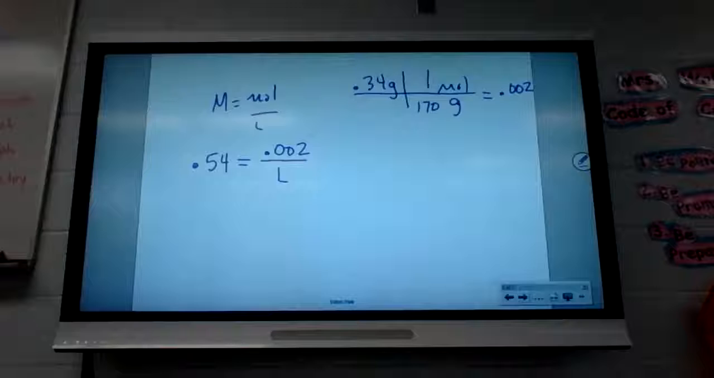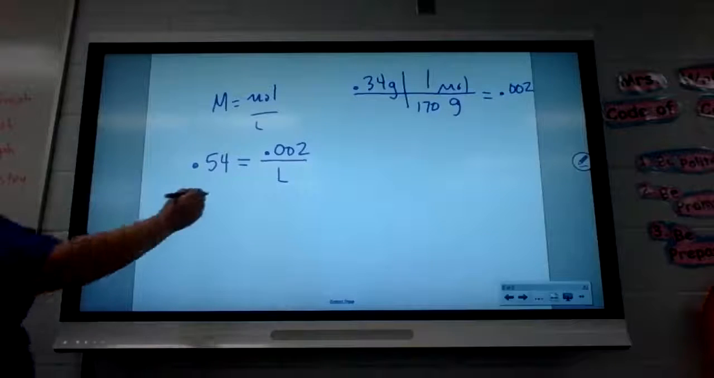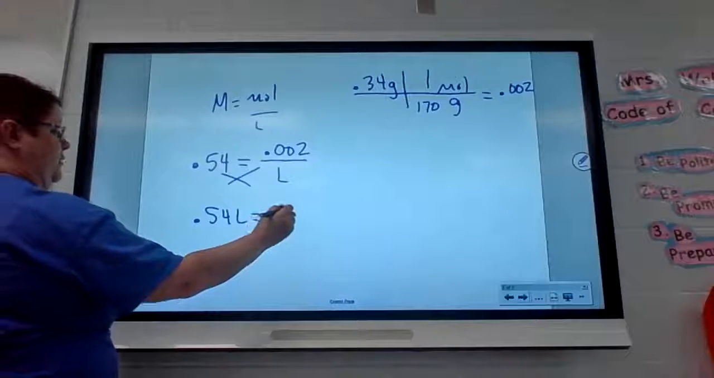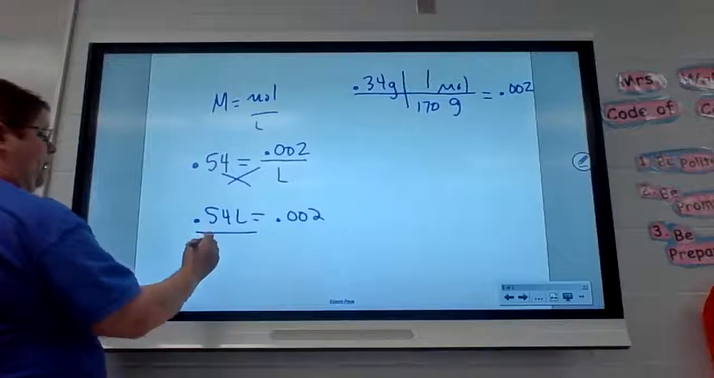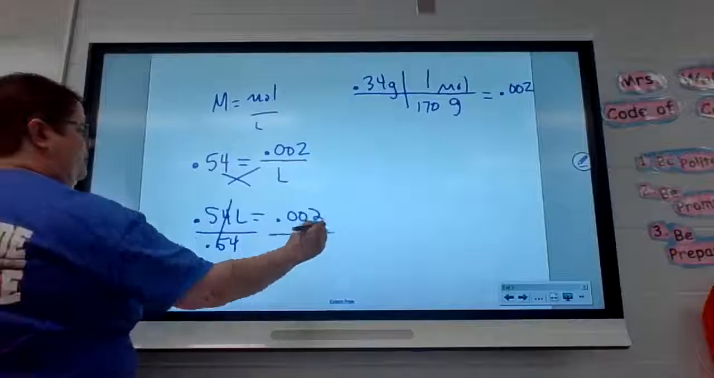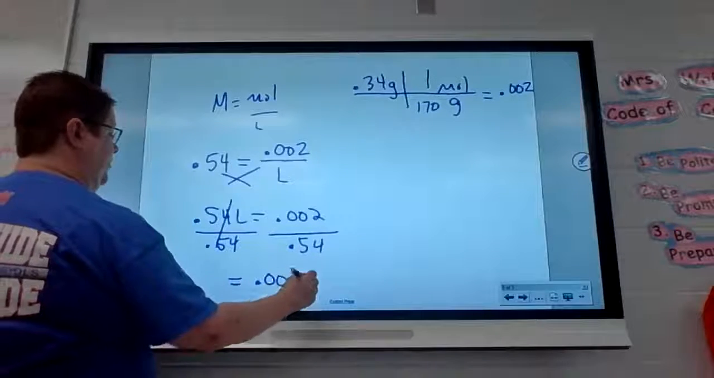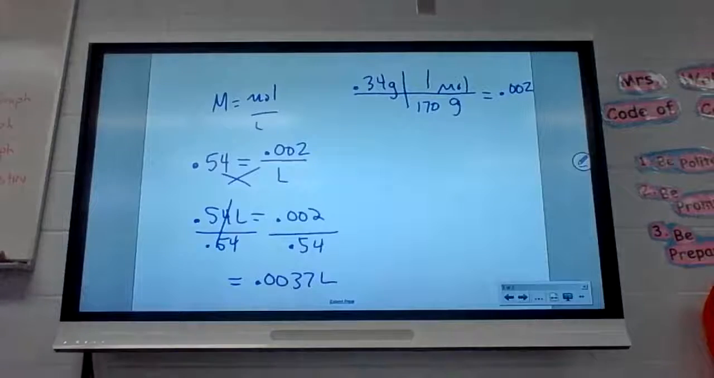Okay, so now we know how to add. Cross multiply, 0.54 liters equals 0.002. Divide by 0.54 on both sides. And you get 0.0037 liters. And then you got to change it to milliliters.